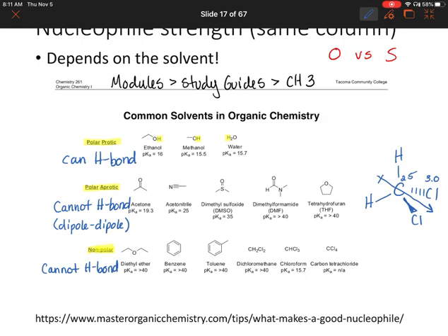Sorry about that. We also have chloroform, that's a nonpolar solvent, although we probably don't want to use that in lab because chloroform can make you pass out. So we typically try to avoid that. And then carbon tetrachloride is our last nonpolar solvent that's fairly common in organic chemistry. All right, so let's see how these different solvents will affect the nucleophile strength.